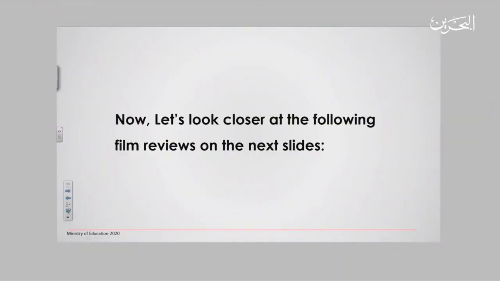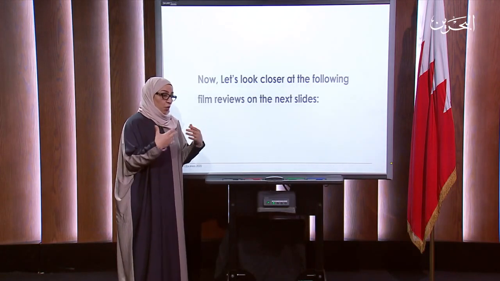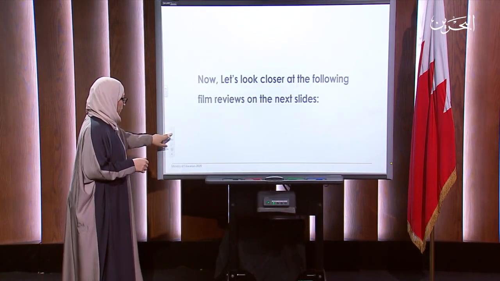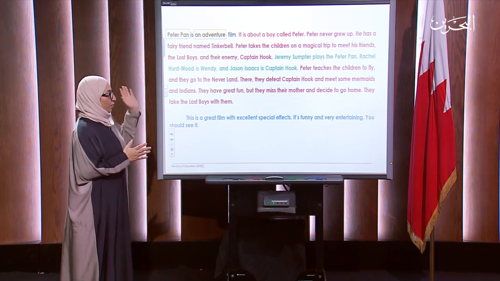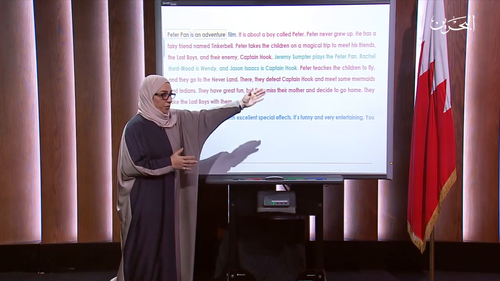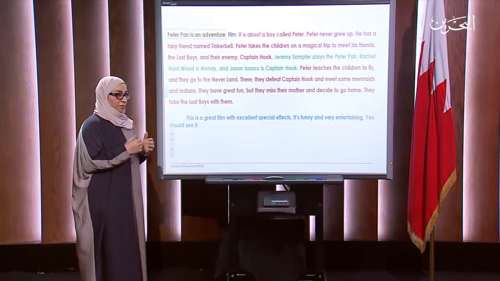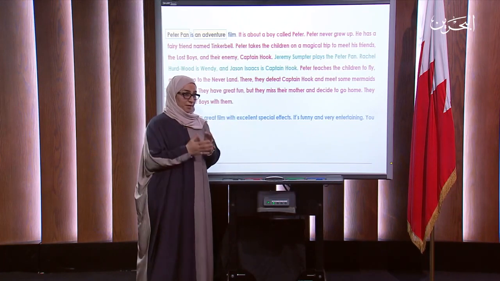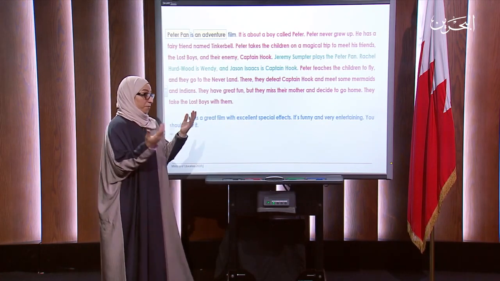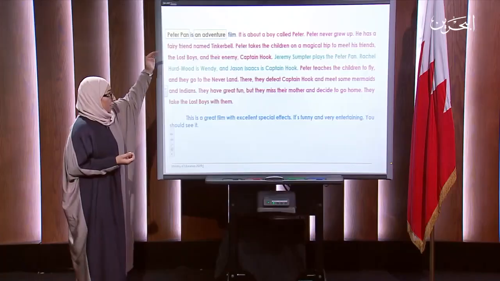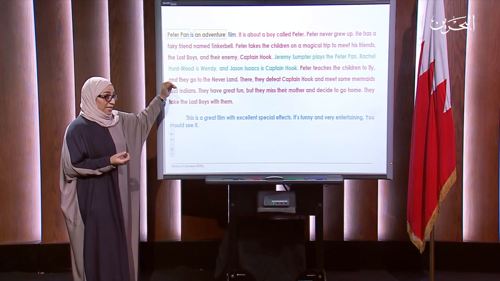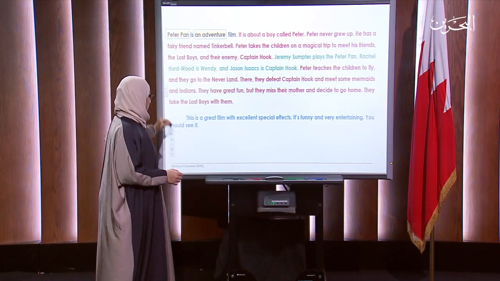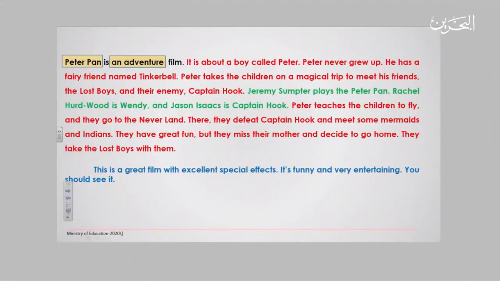Now, let's look closer at the following film reviews on the next slide to introduce what a film review is. Here we have a model of a film review. We want to find out what a film review is. This paragraph is colorful. I did it on purpose. Let's find out what my purpose is. Each color in the paragraph indicates a part in a film review. What are the parts in a film review?